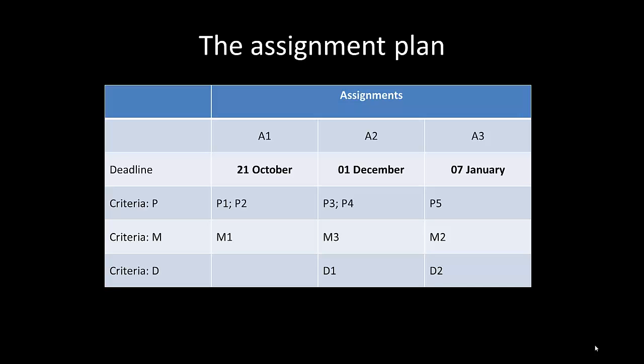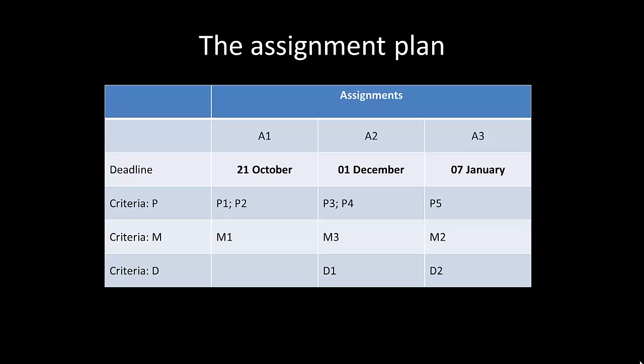You'll see that the A1, A2 and A3 are listed across the top of the screen. Those are the assignments that have been issued by the tutor, and he set deadlines for each one of those, A1, A2 and A3: 21 October, 01 December and 07 January. You'll see that in A1 you're being assessed for P1, P2, M1 and so forth.